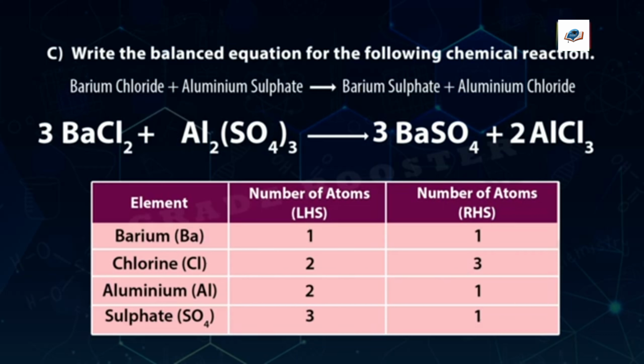3BaCl2 plus Al2(SO4)3 gives rise to 3BaSO4 plus 2AlCl3. This equation shows that 3 molecules of barium chloride react with 1 molecule of aluminum sulfate to produce 3 molecules of barium sulfate and 2 molecules of aluminum chloride.